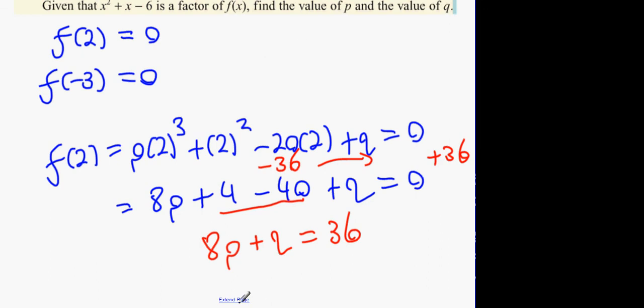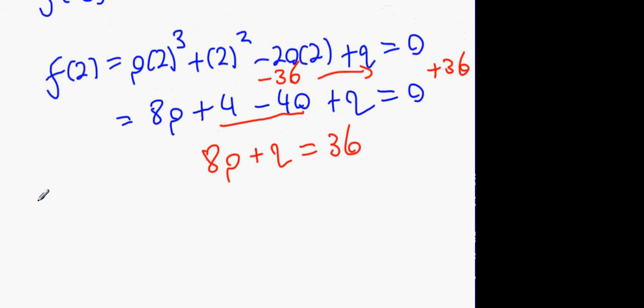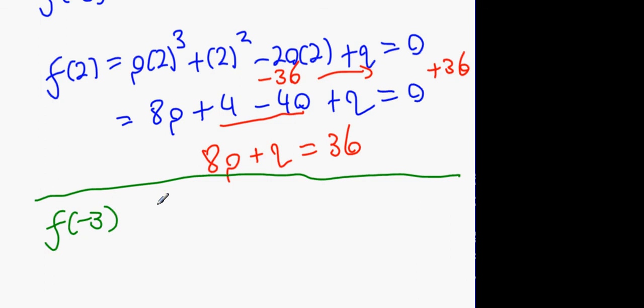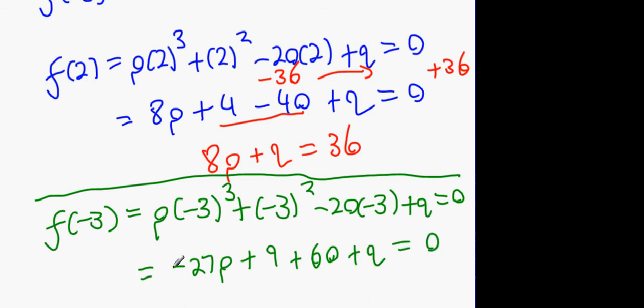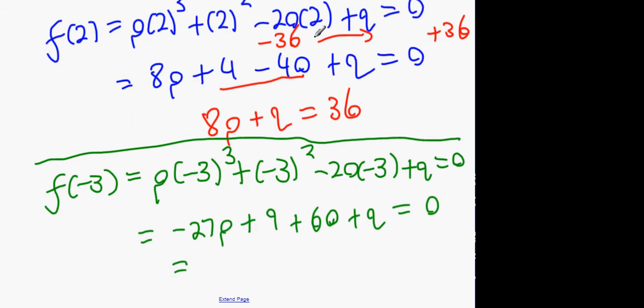The next one is f of minus 3, which I'll do in green. f of minus 3. And what we'll get here is p times minus 3 cubed plus minus 3 squared minus 20 times minus 3 plus q equals 0. Now, minus 3 cubed is minus 27p. Plus 9, minus 20 times minus 3 is plus 60, plus q equals 0. That is plus 69. And the number 69 gets transferred over the other side to become minus 69. So we have minus 27p plus q equals minus 69.